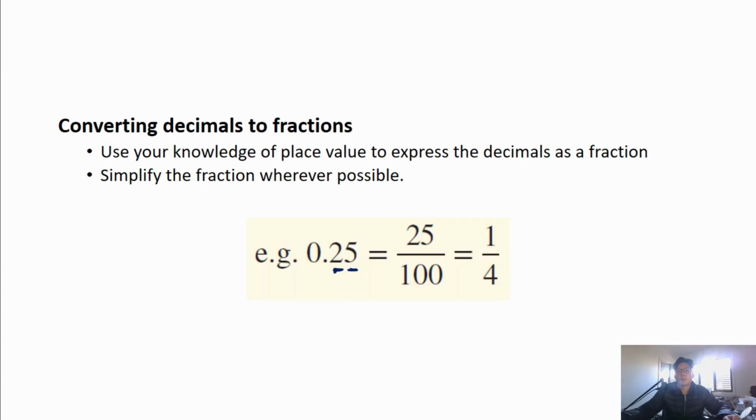The first thing we need to know for this lesson is our first success criteria, and that is how to convert decimals to fractions. To do this, we're going to use our knowledge of place value to express the decimals as a fraction, and then simplify the fraction wherever possible.